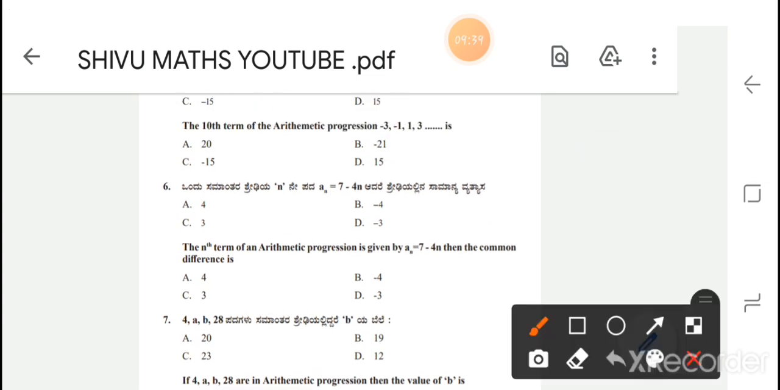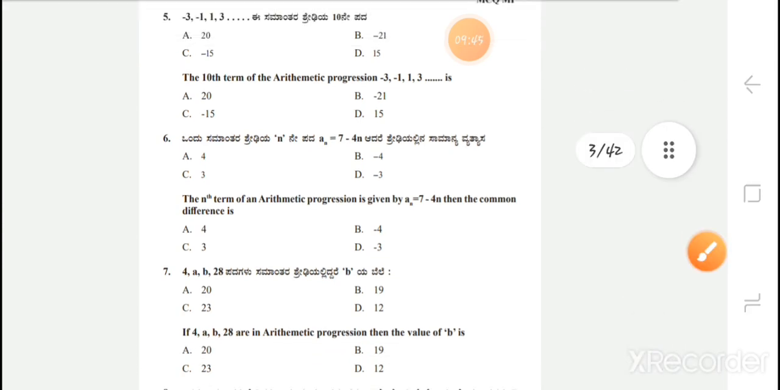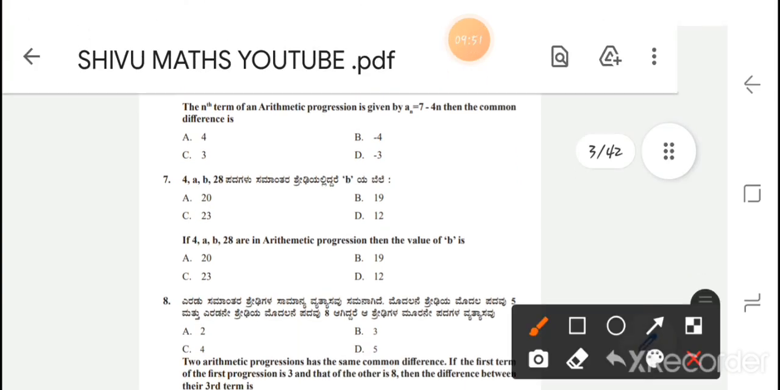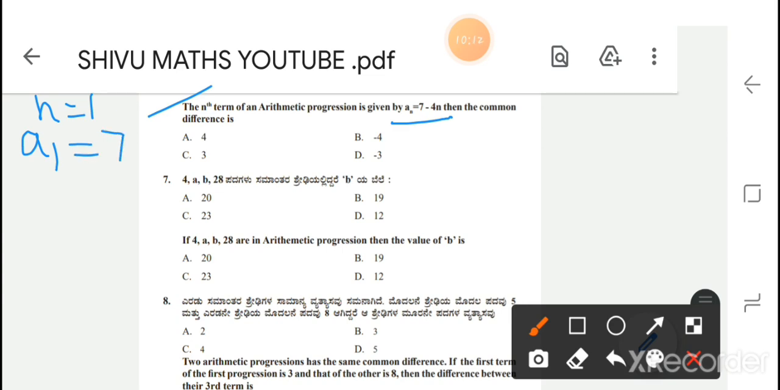Next we will pass on to sixth question. What is the sixth question here? The nth term of an AP is given that an is equal to 7 minus 4n. Then the common difference is, for the common difference you need to find a1 first term. You take it as n is equal to 1, you will get a1, replace n by 1, you will get 7 minus 4 into 1, n is 1 only. So 7 minus 4 is 3, that is first term.